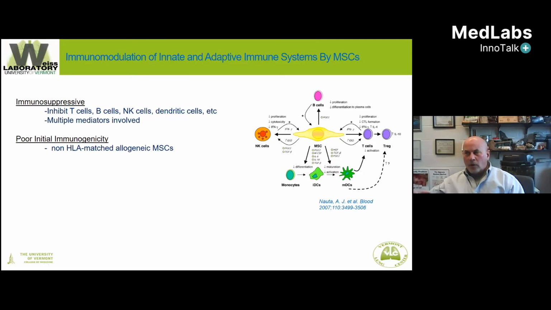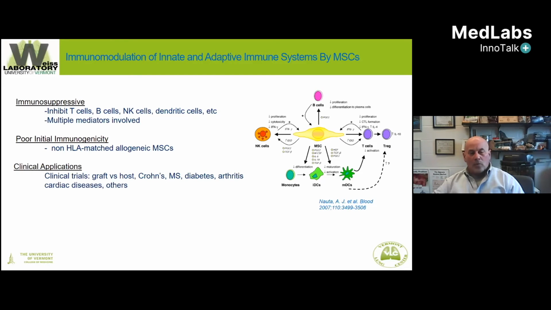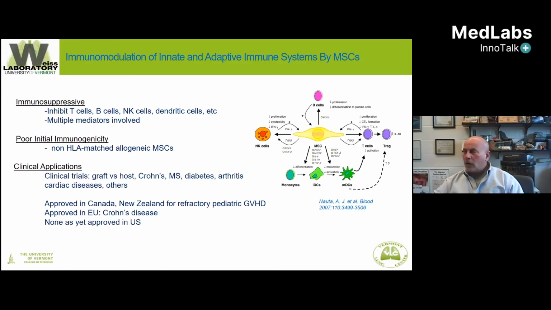They don't necessarily express on their cell surfaces molecules that would be recognized as foreign. So for example, I could take my MSCs and give them to someone else and they wouldn't necessarily be recognized initially. So you can appreciate the beauty of being able to do this from an industrial standpoint with allogeneic non-matched MSCs. And then there have been clinical trials in a wide range of autoimmune, inflammatory, and non-inflammatory diseases alike. And these cells are approved in Canada and New Zealand for refractory pediatric graft-versus-host disease, a bone marrow transplant complication. And they were approved in the European Union for Crohn's disease. Nothing yet approved in the United States, but that's hopefully in the not too distant future.